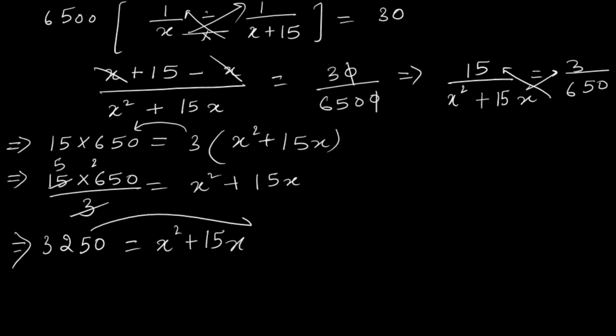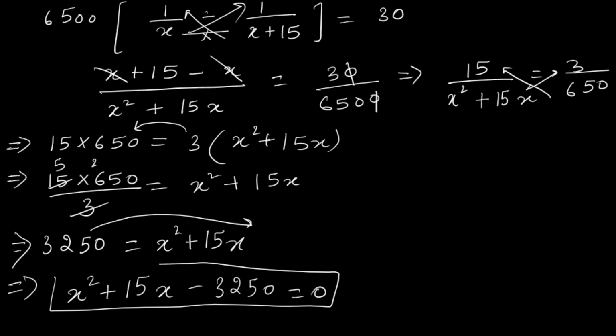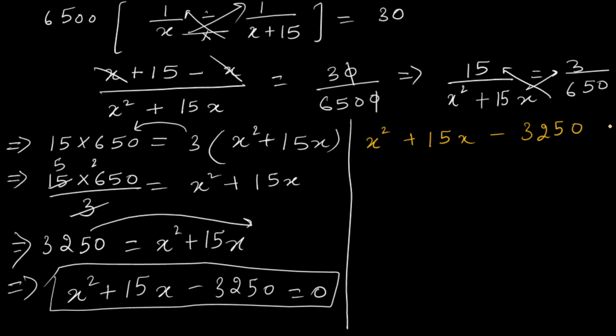Now this 3250 will shift to the other side and we'll get the quadratic equation x square plus 15x minus 3250. So this is the quadratic equation. Now we can solve this quadratic equation either by splitting the middle term, or you can use the quadratic formula also. I am going to do it by splitting the middle term: plus 65 minus 50.